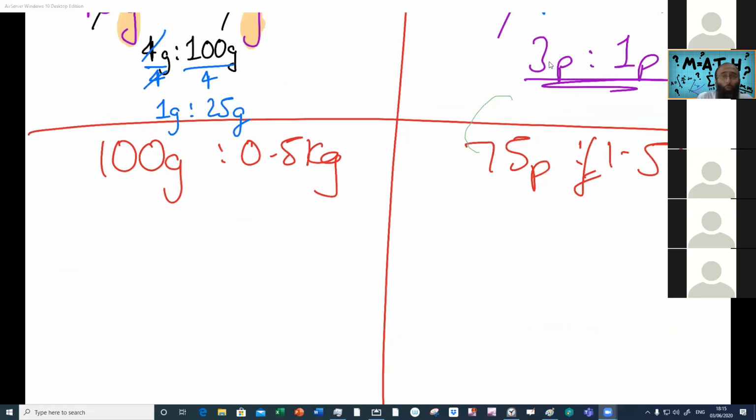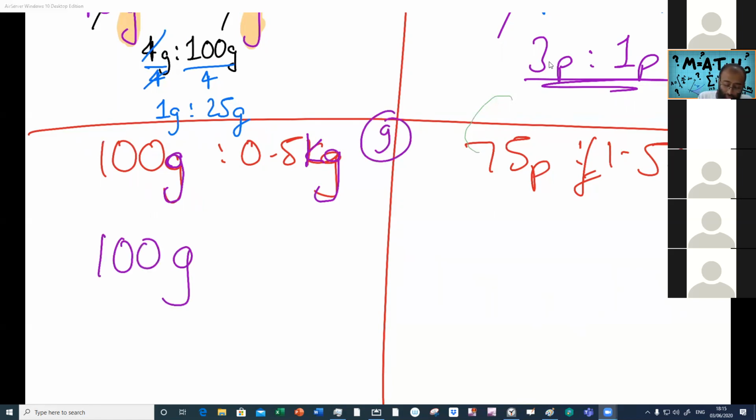We have 100 grams to 0.5 kilograms. So we have grams and kilograms. Kilogram being the bigger unit. So we don't want to change the grams into kilograms. That'll give us decimals. So we'll change everything into grams. My selected unit is grams.